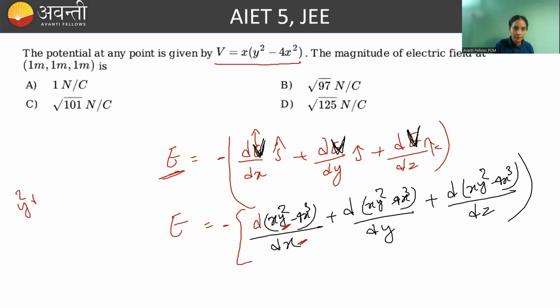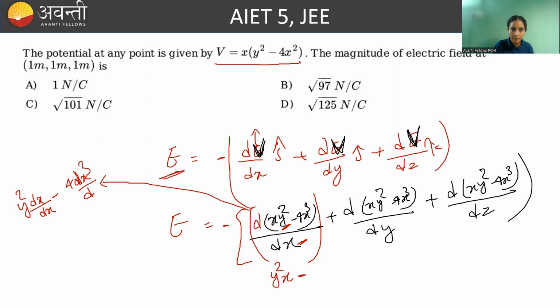So y square dx by dx, it will become minus d, 4 is constant, take 4 outside, dx cube by dx. So this term will reduce to this, right? And its differentiation will be equal to how much? Y square x. Y square x minus 12 x square. Okay? This is I cap.